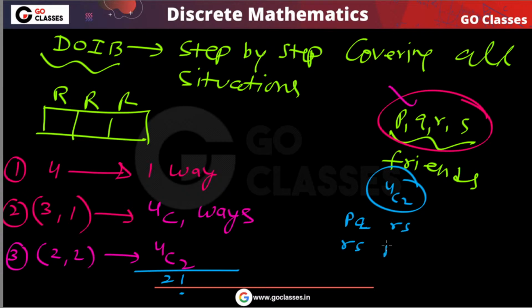You are taking RS, automatically PQ is separate. So you are saying, okay, these are the same, but you are counting them as different. So that is the reason we are dividing by 2 factorial. Remember, we are dividing by 2 factorial because we don't want to do double counting.